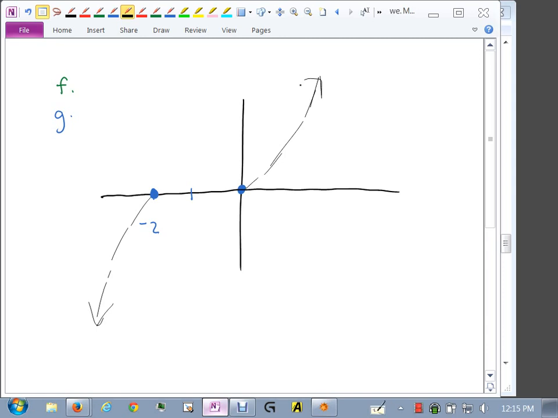But now we use the multiplicities, right? We sketch the left and right. Now we're on part H, which is also on this graph.